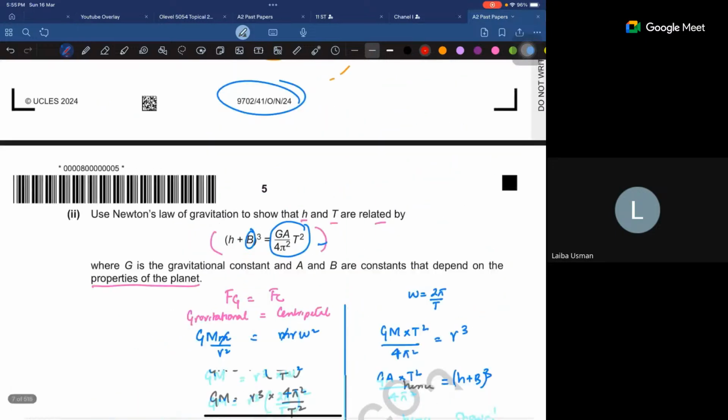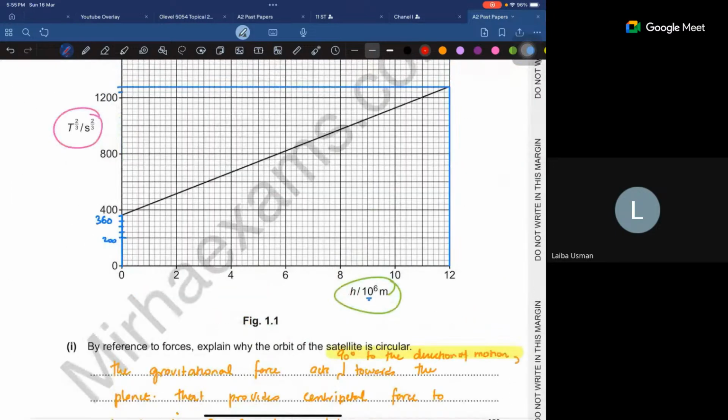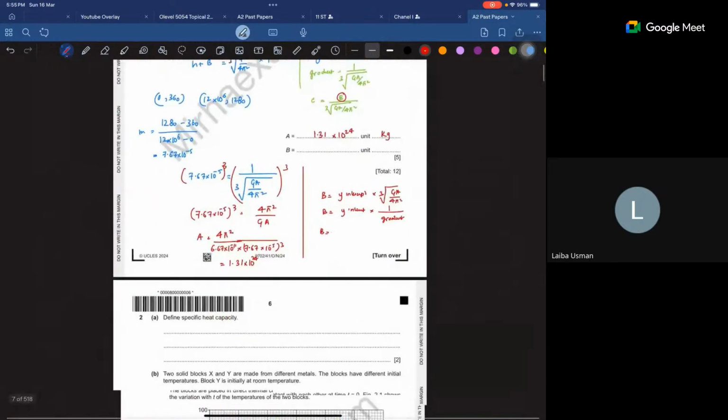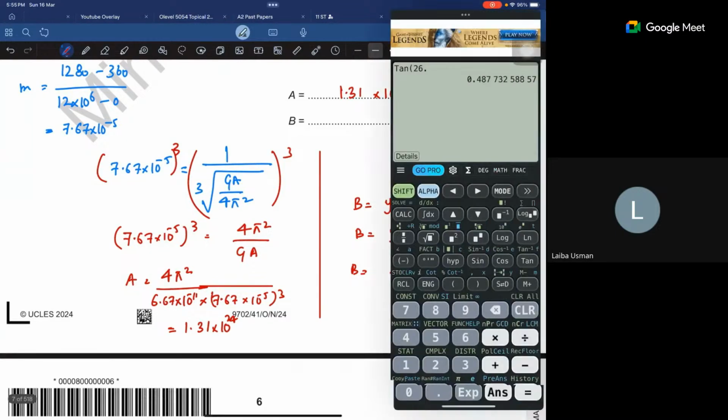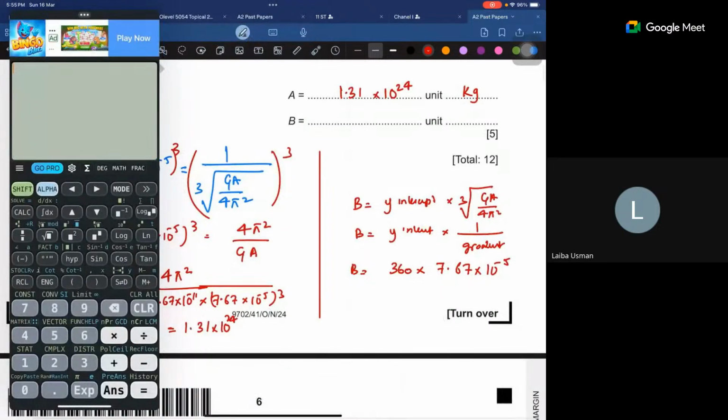Now, let's see the y-intercept, what is that? It's starting from 0, so the y-intercept is obviously 360. So I'm going to put it there. And then the gradient we found was 1.67 into 10 raised to minus 5. So let's do this. 360 into 6 into 10 raised to power minus 5.